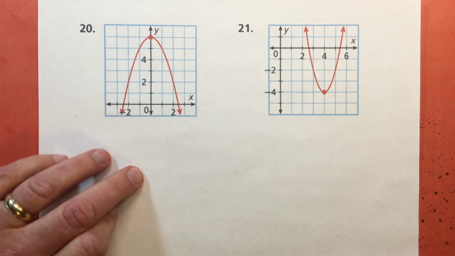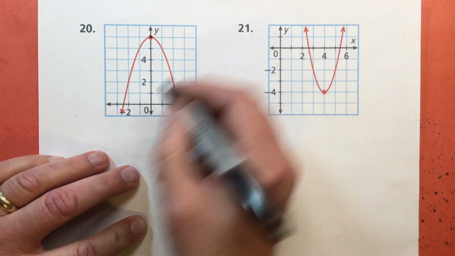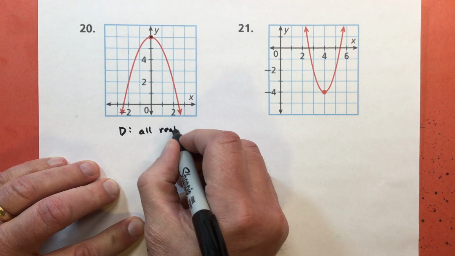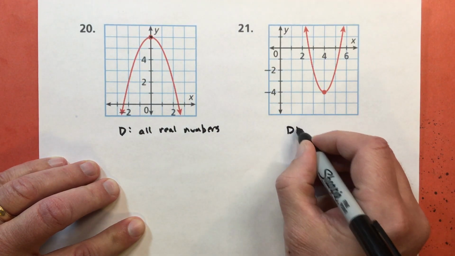And finally, our last two problems. My vertex right here. Oh, sorry, got ahead of myself. All real numbers. Guys, don't get that wrong.